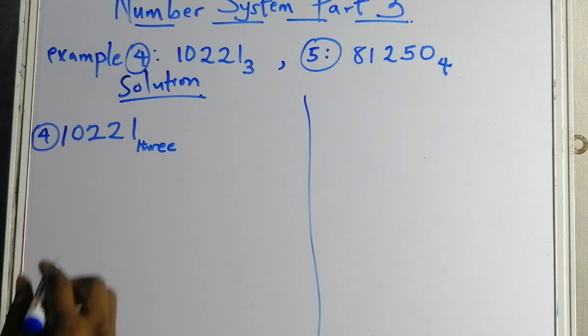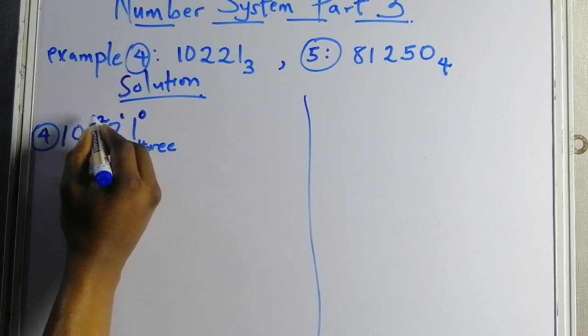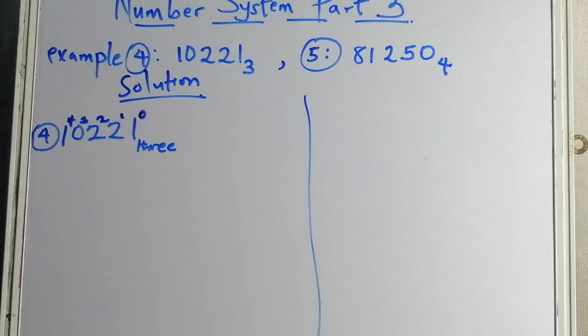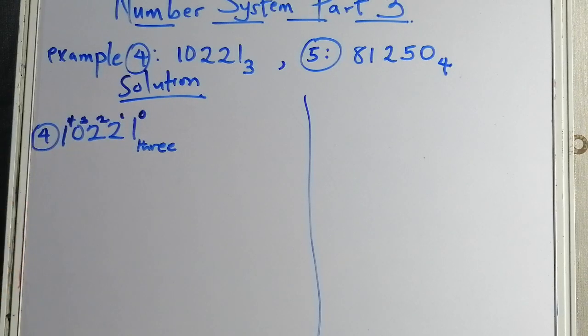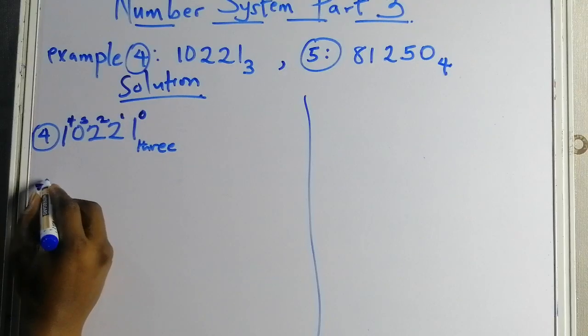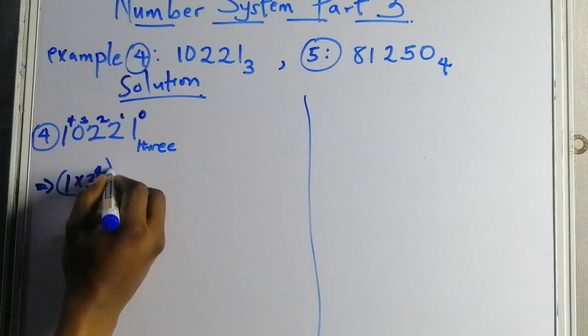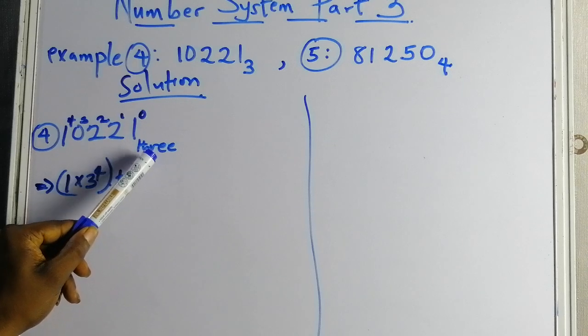So this means that this will be 0, 1, 2, 3, 4. That implies that you have 1 times 3 raised to power 4. Don't forget 1 times this base 3. Then what is the power? It is 4.